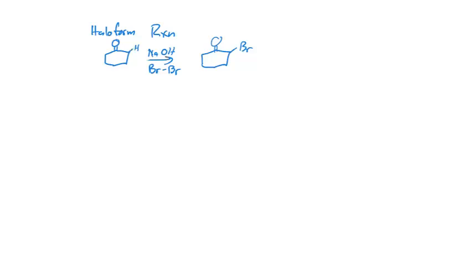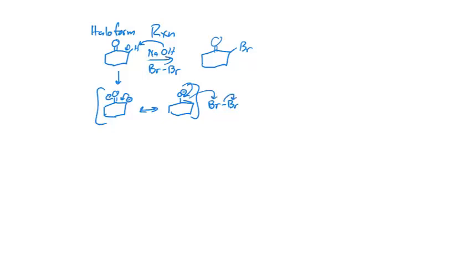So just like we saw with the enolate formation under base catalyzed conditions, we can remove the alpha hydrogen, making this resonance stabilized enolate. Again, this supports the idea that the alpha hydrogen is more acidic than simply a beta or gamma hydrogen. And this enolate can react with bromine to kick off bromide, and I believe that will directly produce this alpha bromo ketone.